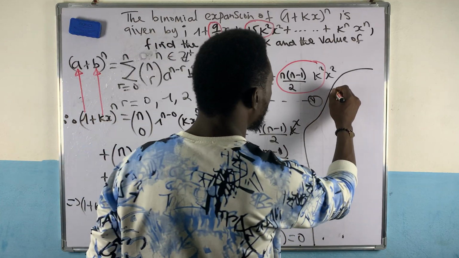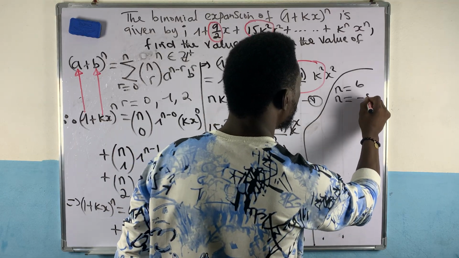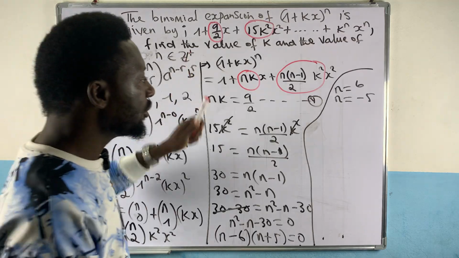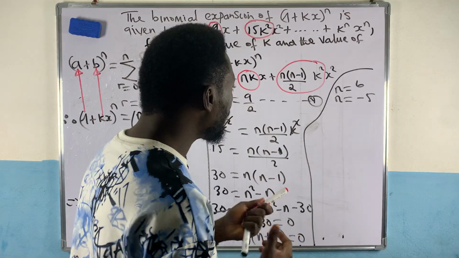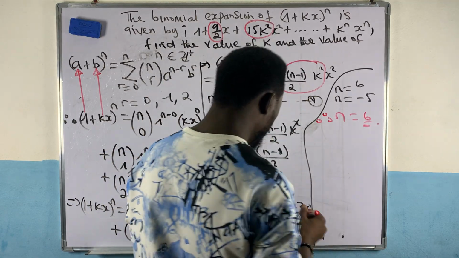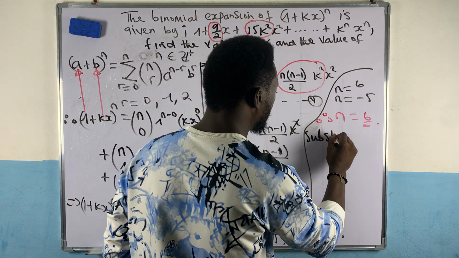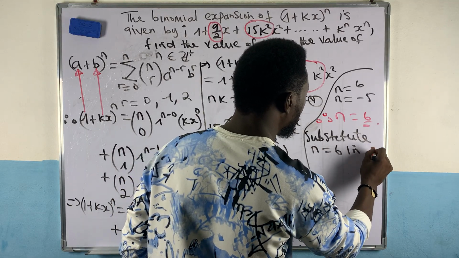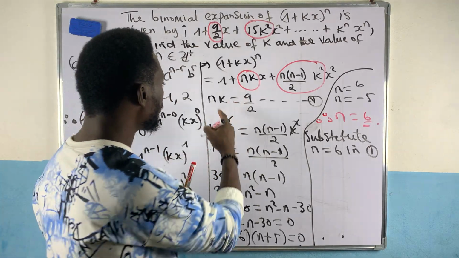So from here, we see that n equal to 6 and n equal to negative 5. But we are told that n is a positive integer. So this negative 5 cannot be a solution for n. So the actual solution for n is 6. And when n equal to 6, substitute n equal to 6 in equation 1, for us to obtain a value for k.